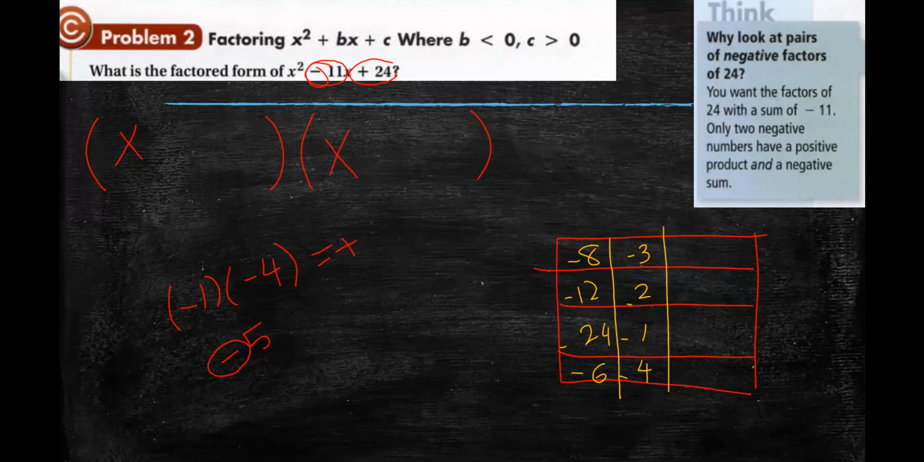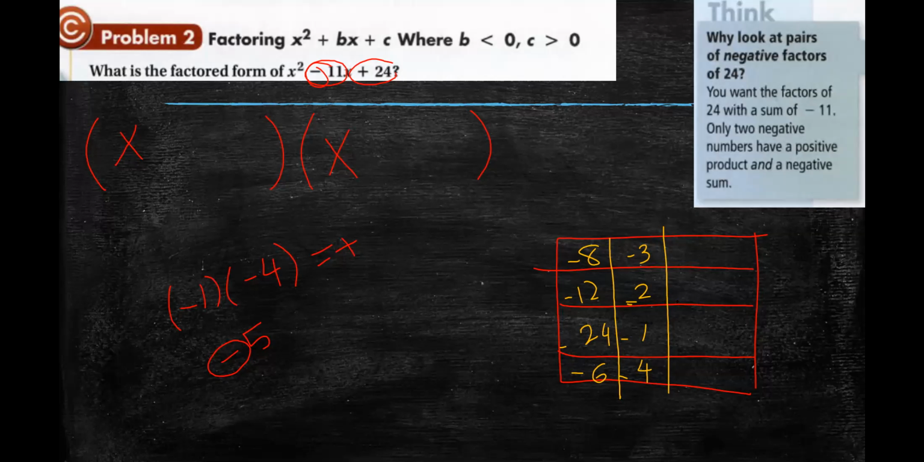Now, negative 8 times negative 3 is positive 24. Negative 12 multiplied by negative 2 is positive 24. So I write the factors of 24, but not with the plus sign, with the negative sign, because if I multiply two negative numbers, I get a positive answer. Then if you add them, you get negative 11.